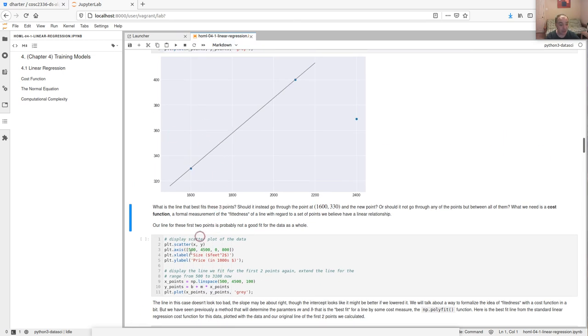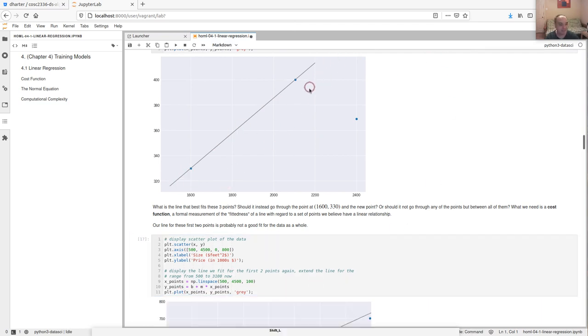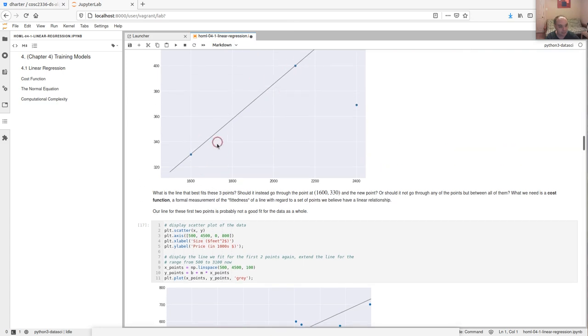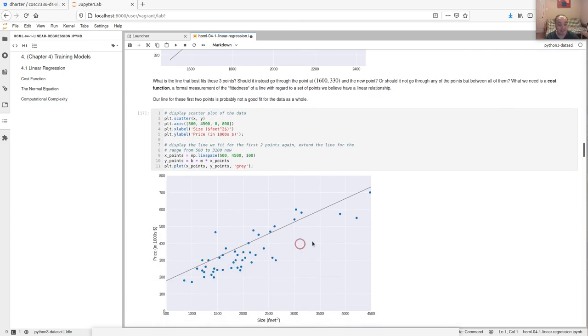So yeah, if we go back to the full data set, this line that we just picked by chance for these 2 points may or may not be, despite what I said in my discussion, actually not too bad. It looks like it's almost the right slope. But again, that was only by chance. If the first 2 points had been this point and this point, the line would have been like this, right? And that looks like a very bad fit.